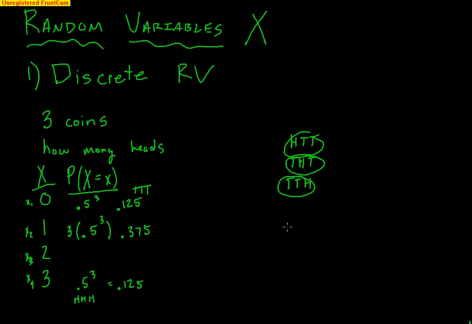And next up, I need 2 heads. Well, 2 heads could look like this: head, head, and then tail, or it could be head, tail, head, or it could be tail, head, head. Those are the different options for how that could occur.